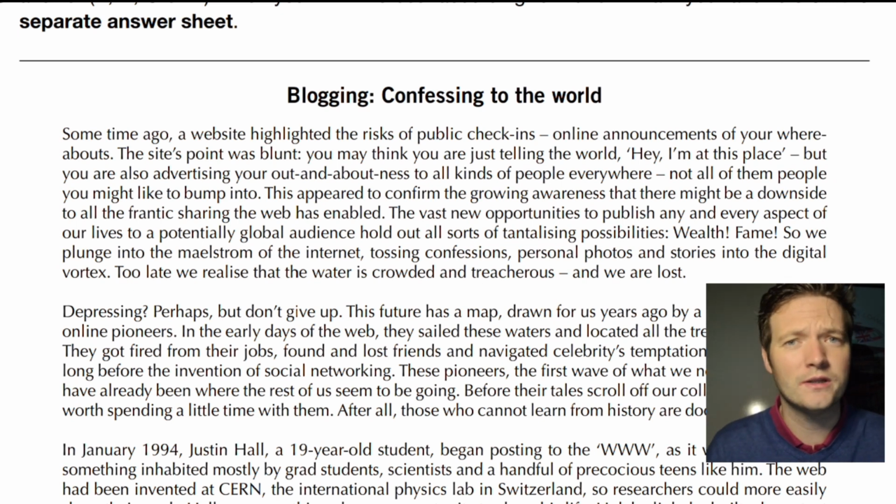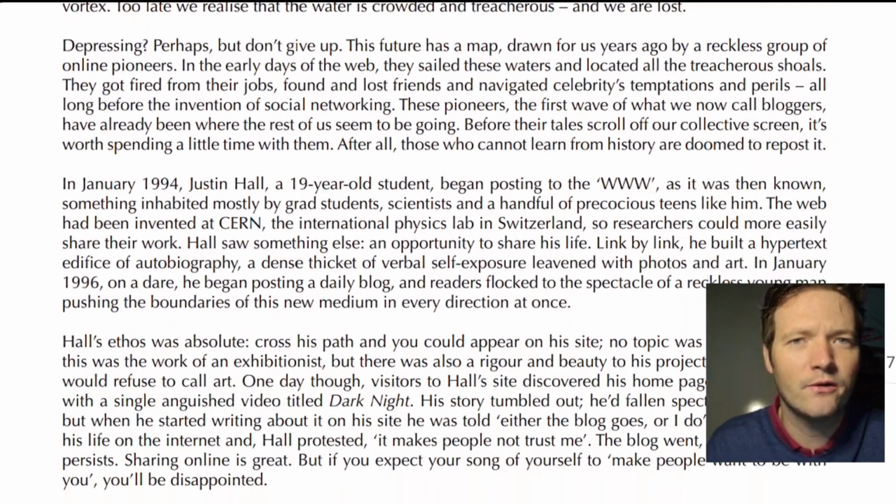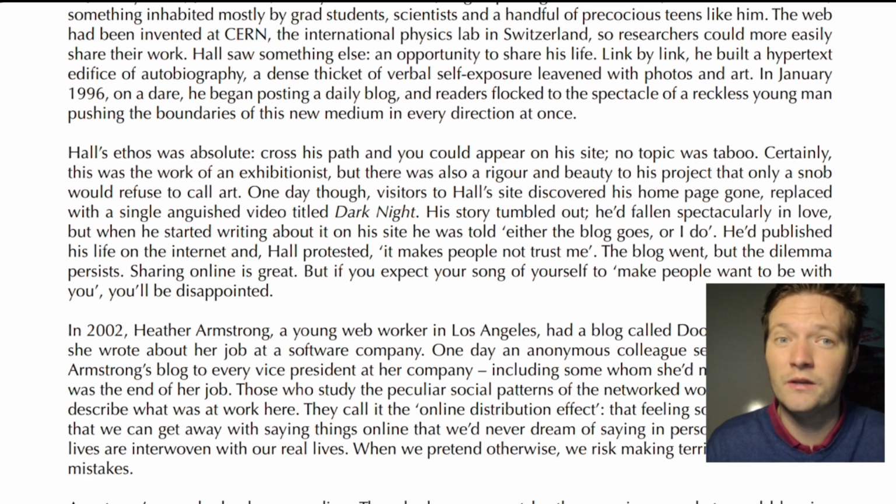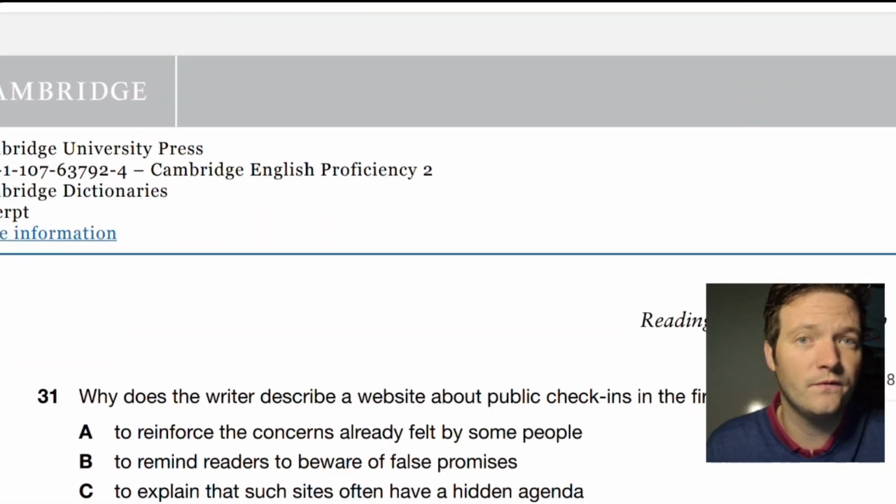I just go straight to the questions. They go in chronological order in this part of the exam. So we know that they're going to ask a question about the first paragraph. So the title is Blogging, Confessing to the World. I mean, if you read 6 paragraphs of writing, you're just going to be very confused, anxious for time. I think we should know what we're reading for. I'm just going to go straight to the first question.